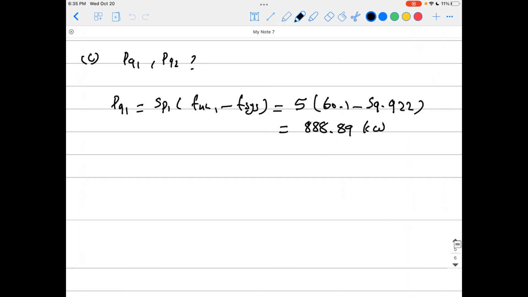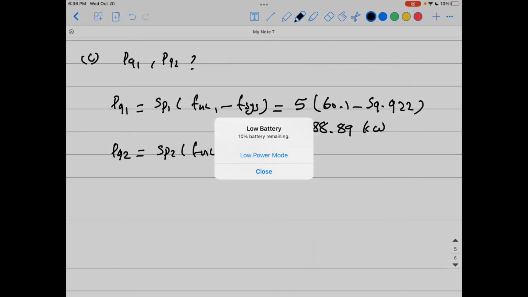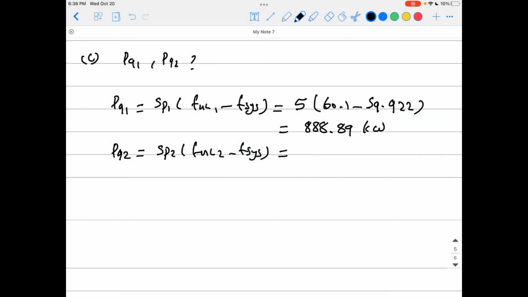Good. The same if you are calculating P generator 2 as SP2 multiplied by F no load 2 minus F system. The slope of the second one is 4 megawatts per hertz, its no load frequency is 60.05, minus the system frequency 59.922, and this equals 511.11 kilowatts. Okay, guys?